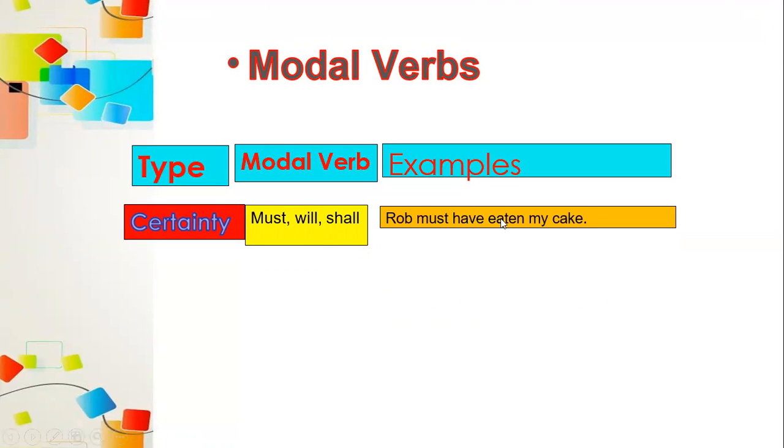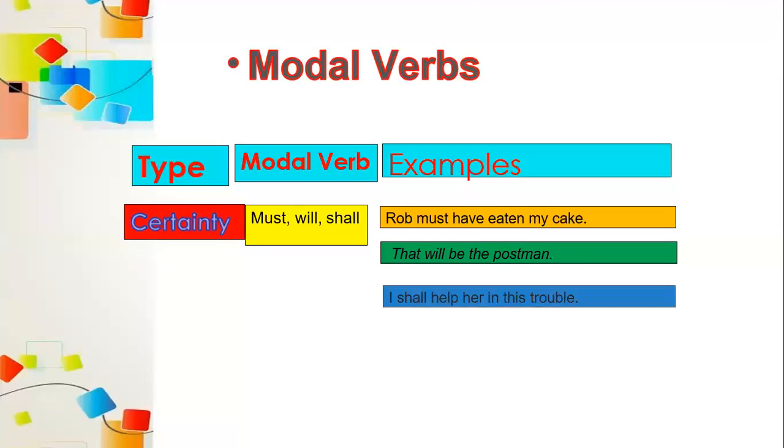Now we will use these modal verbs into sentences. Rob must have eaten my cake. Here the certainty is expressed that the cake is eaten by Rob, keeping in mind the previous record or previous habit of Rob. That will be the postman. From the appearance of the person, it is said that he is postman. I shall help her in this trouble. It is sure that the speaker will help the person in trouble.